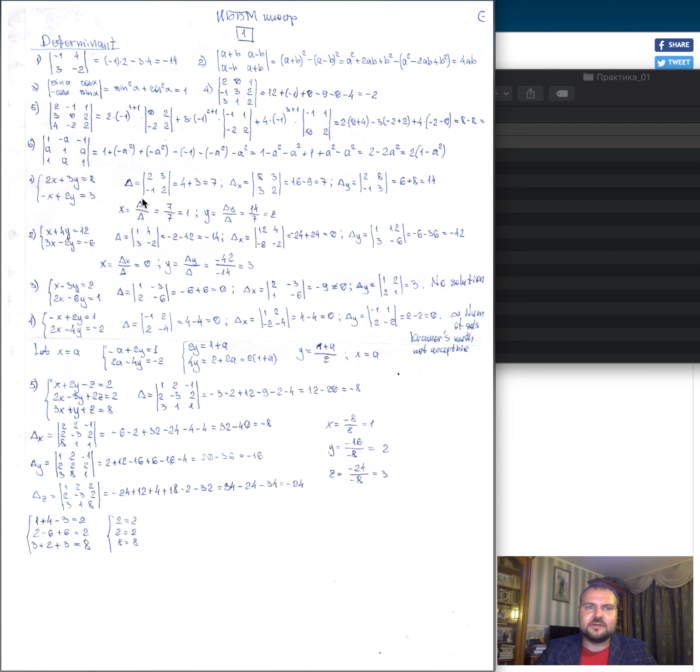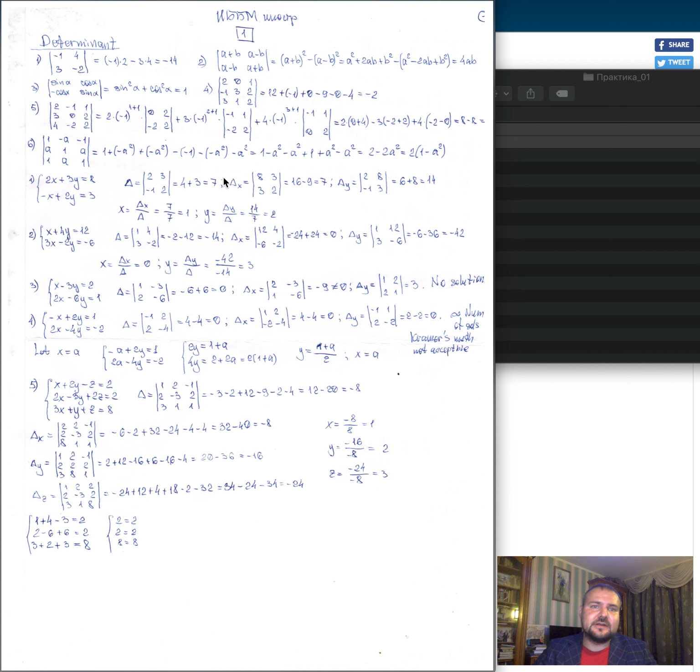We need to calculate the main determinant of the system. It is the values, a scalar number before the x and y in this system. So we get the numbers 2 and 3, minus 1 and 2. We calculate the main determinant.